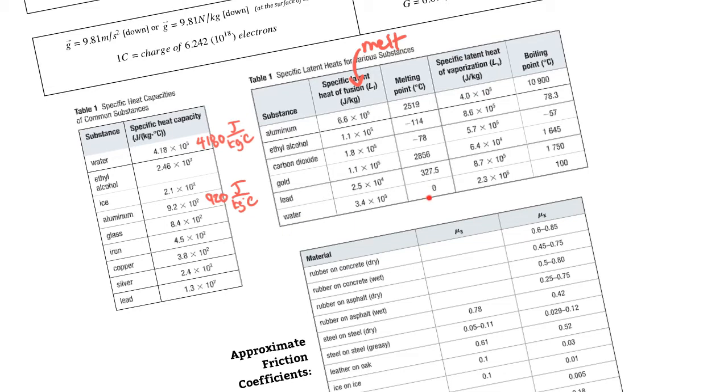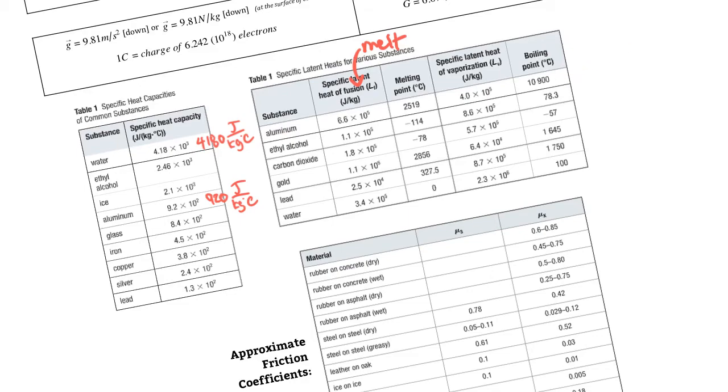Water's down here. So water, we know the melting point is 0. So that's when it turns from a solid to a liquid. And it takes 3.4 times 10 to the 5, so 340,000 joules for every kilogram to melt it. And then here is the vaporization, so turning it into a gas. Notice that's a very high number. It takes a lot of energy to turn water into a gas, into water vapor.